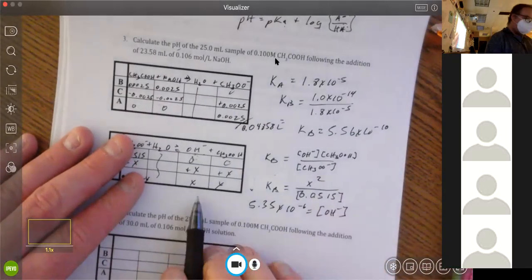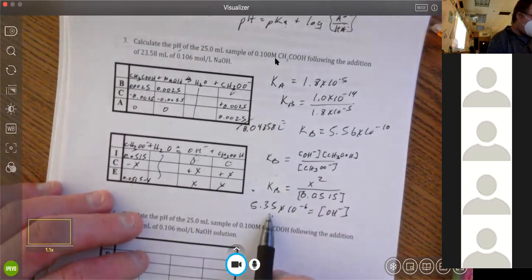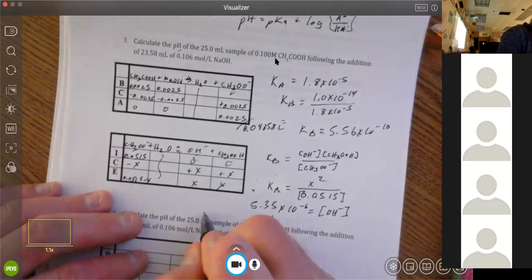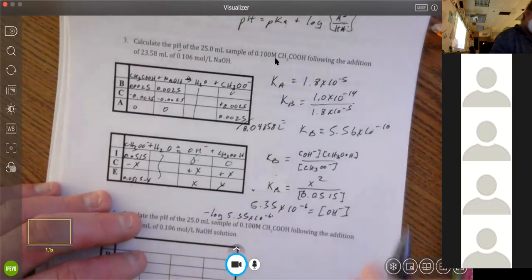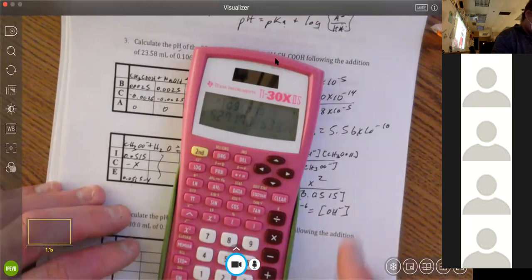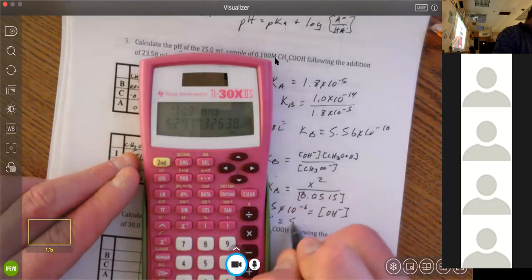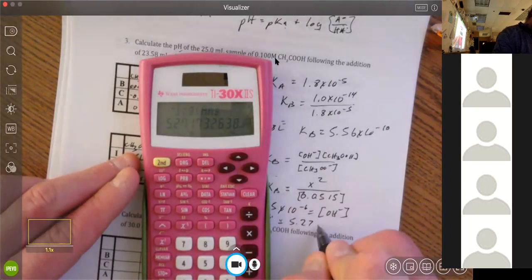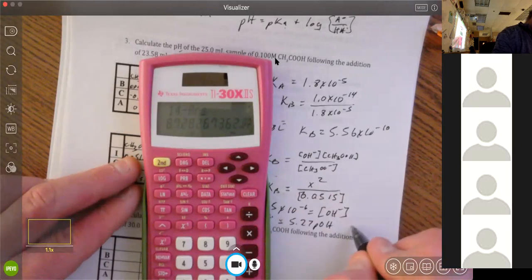So that means if I want to find the pH of this, negative log 5.35 times 10 to the negative 6, negative log of that, equals 5.27. That's the pOH. And then we subtract that from 14, which gives us the pH equals 8.73.